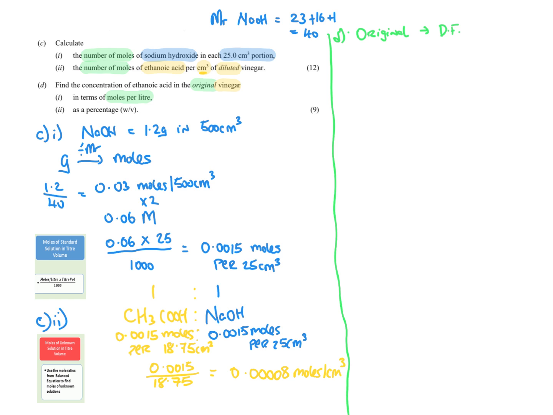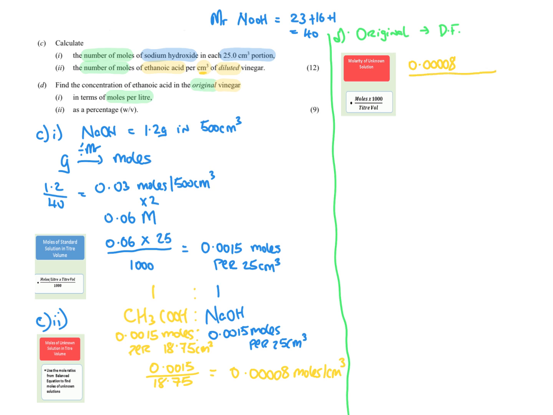Now that is step 3 of first principles, because what you're being asked to find here is the molarity of your unknown solution, and the vinegar was our unknown at the start. So we currently have moles per centimetre cubed, so we can fill into our formula here, and I'm going to do this in yellow. So we know that we have 0.00008 moles per centimetre cubed.